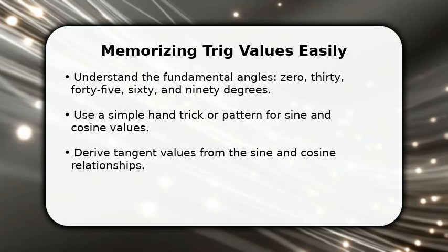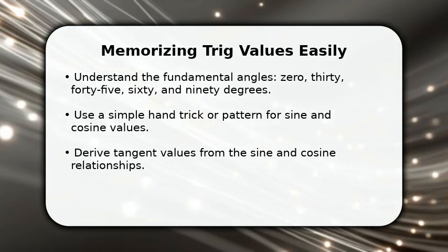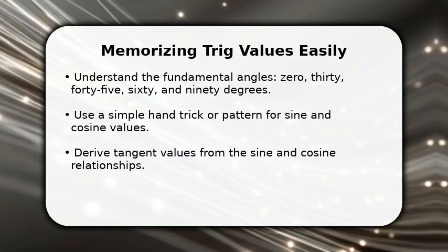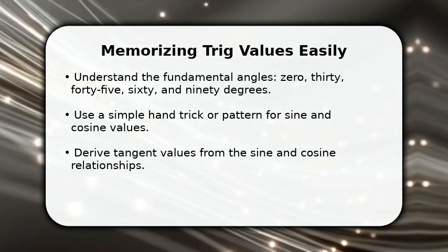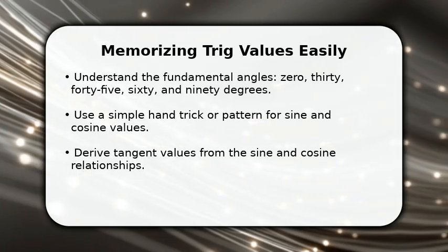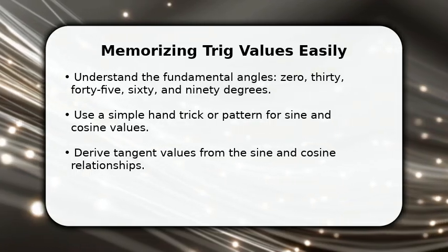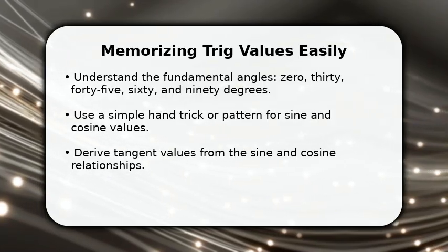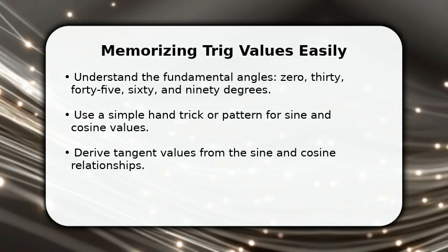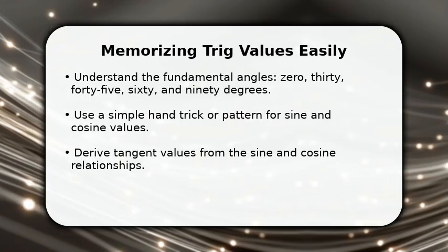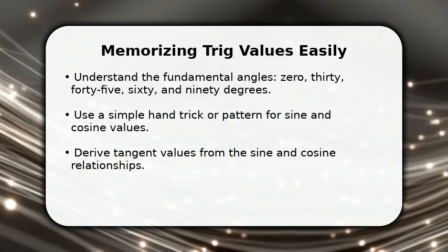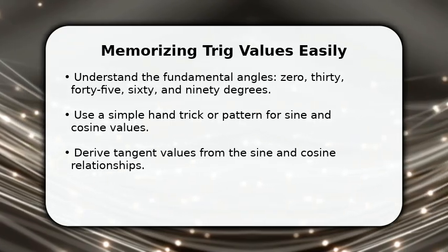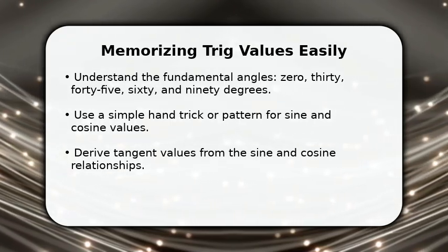In this video, I will explain how to memorize sine, cosine, and tangent values. We'll start by focusing on the 5 key angles: 0, 30, 45, 60, and 90 degrees. Then, I'll show you a straightforward method to quickly recall the sine values for these angles. Once you have sine down, cosine and tangent become incredibly simple to figure out. This approach will help you master these essential trigonometric values with confidence.